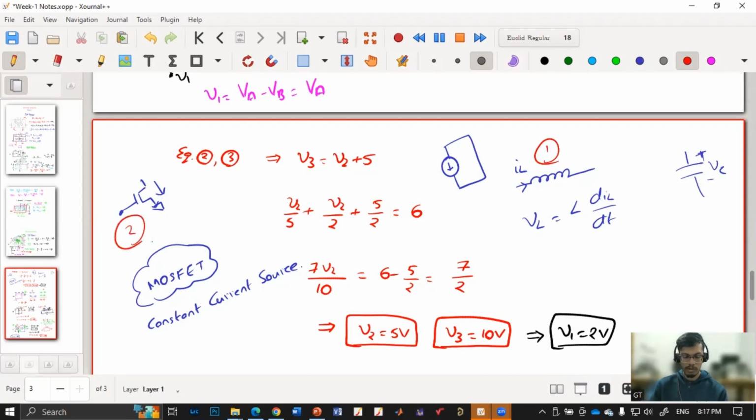You can think this is one example of a current source, and this is another example. In the future, in the electrical department, you will be having analog electronics or some other electronics where they'll be discussing current mirrors. In that case, the professor will be discussing this current source, where MOSFET will be acting like a current source.